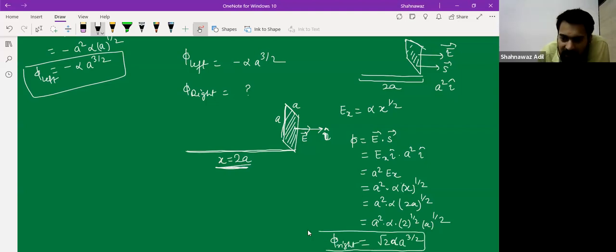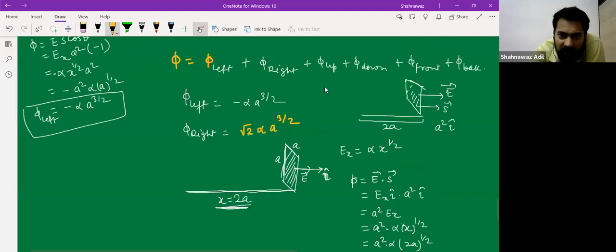And this is phi right. Any confusion in this? Any doubt in this? Okay, yes. Now we have calculated phi left. We have calculated phi right, which is root 2 alpha a to the power 3 by 2. What about the other part?